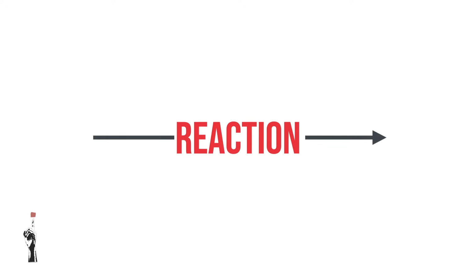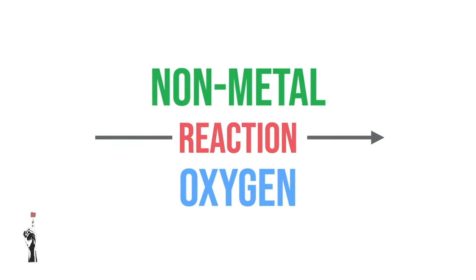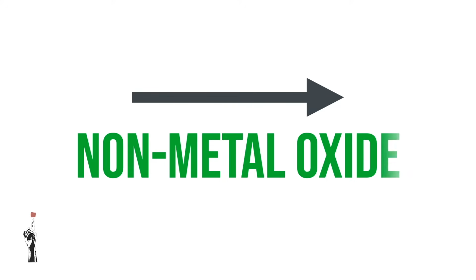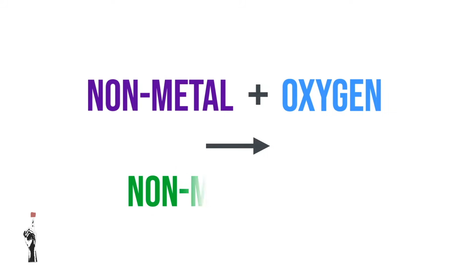Firstly, we will discuss the reaction between a nonmetal and oxygen. Just a quick recap. Nonmetals are found on the right-hand side of the periodic table, of which hydrogen on the left is also one. When a nonmetal reacts with oxygen, the product is always a nonmetal oxide. The general reaction is as follows. A nonmetal plus oxygen, the arrow indicating that a chemical reaction has occurred, and the final product being a nonmetal oxide.